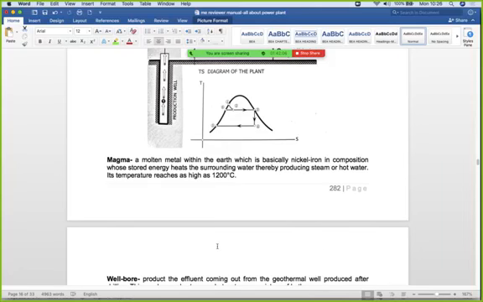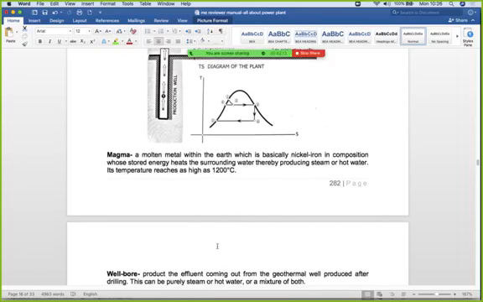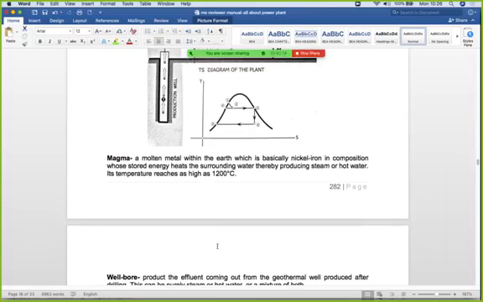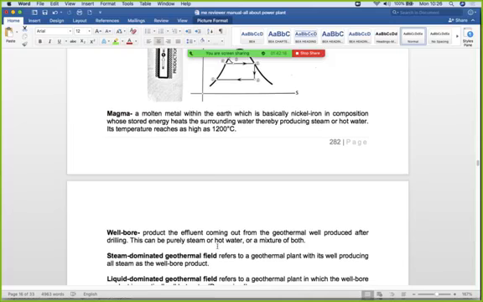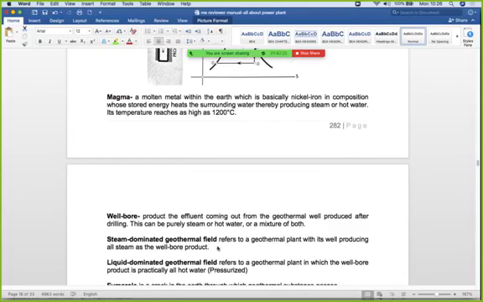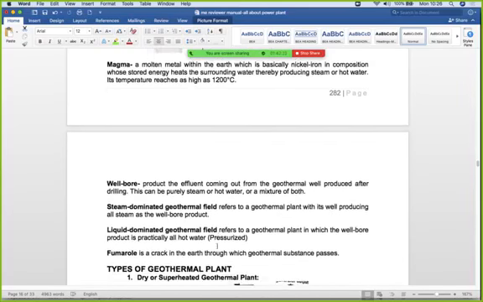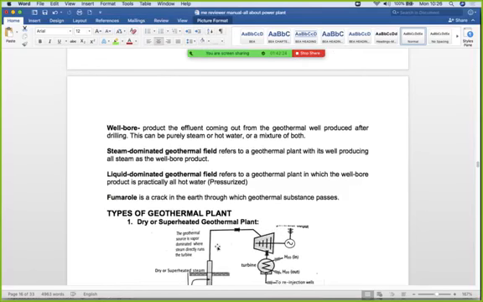You can see the lava and magma produced after the explosion of volcanoes. So that's where the hot water or steam water comes from. You'll read more on that. That is all about the terminology. It will come out in the board exam, so please be familiar with these terms.